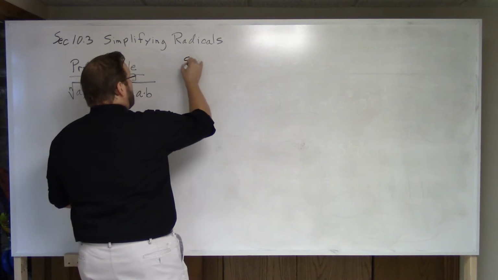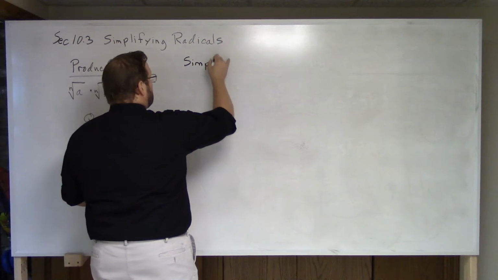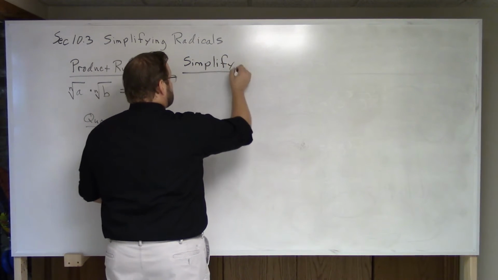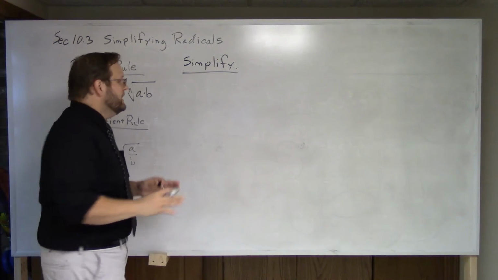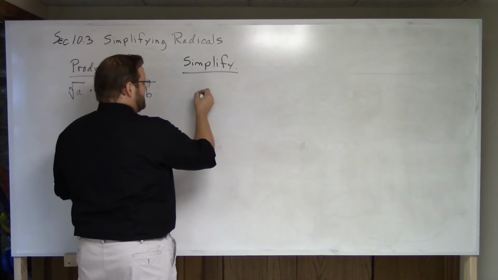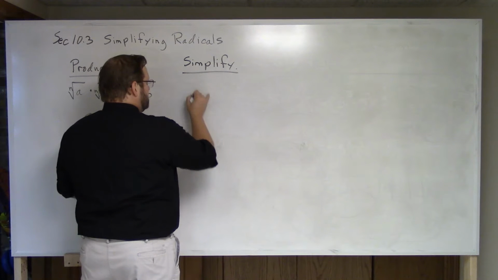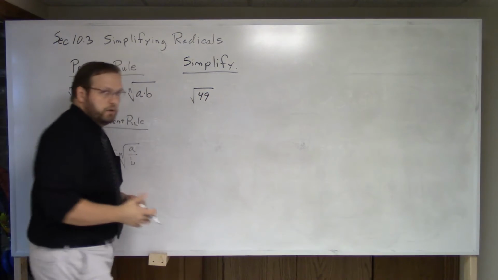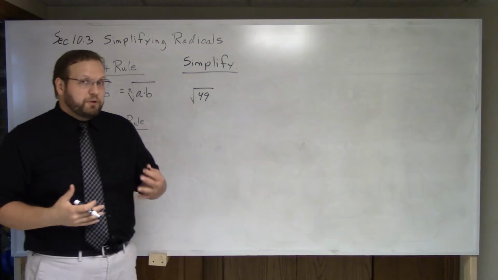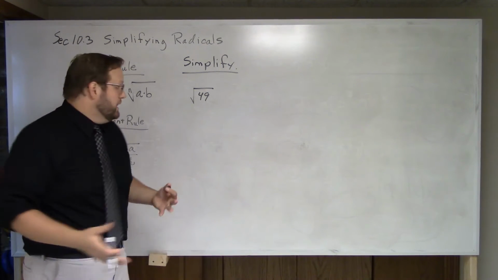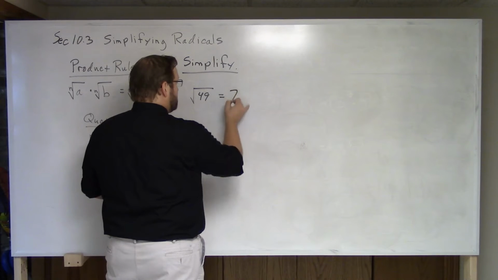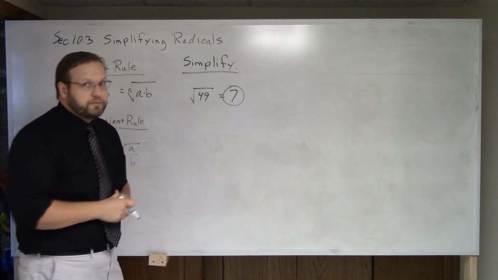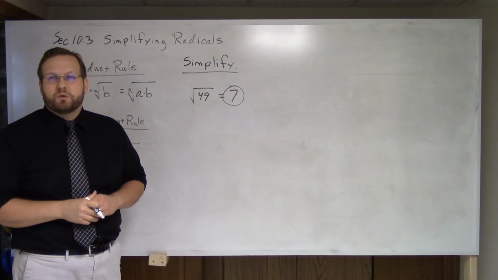So let's start out, I'm going to say simplify. That's it. Okay. Now, if I start out with something nice, let's say square root of 49. Square root of 49 can very easily be simplified by simply taking the square root. Square root of 49 is 7, done. End of story.